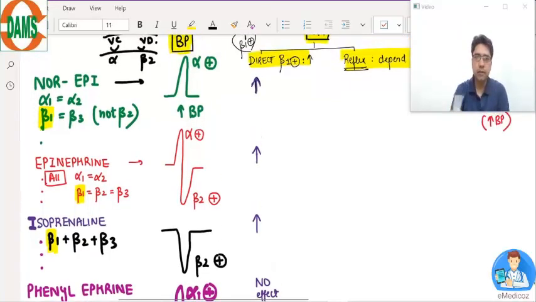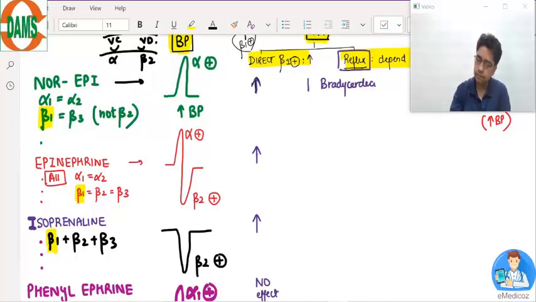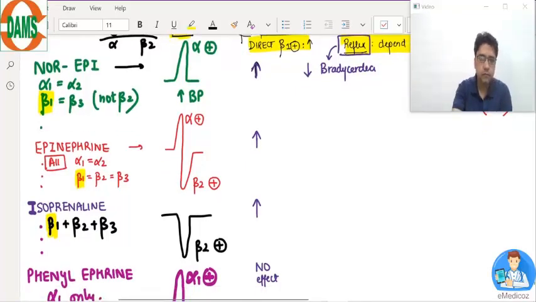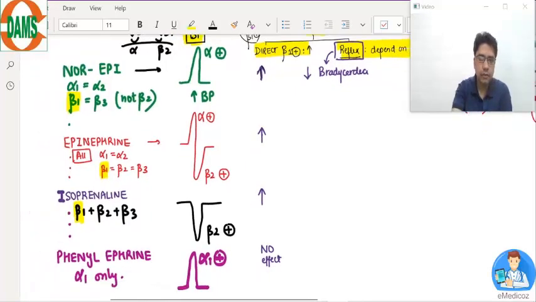Now tell me that phenylephrine will cause reflex bradycardia. Can you tell me the reason why?